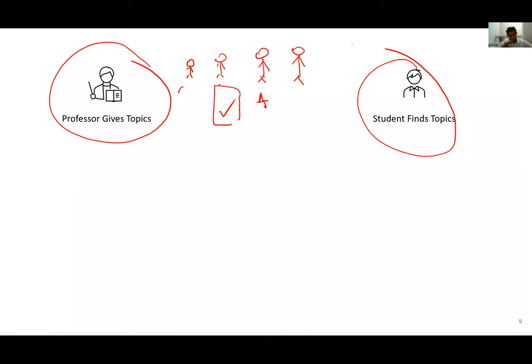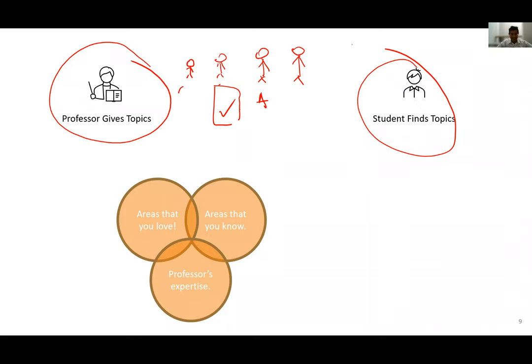Okay, so let's go through this process of student finding topics through a little bit of a conversation. Okay, so let's start. Before the conversation, I had one more slide.